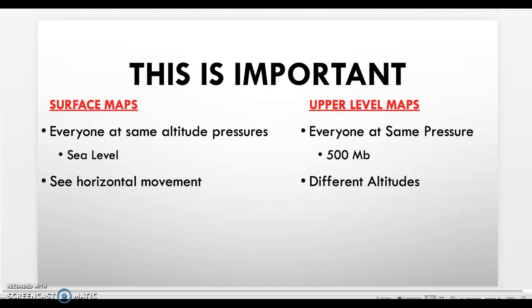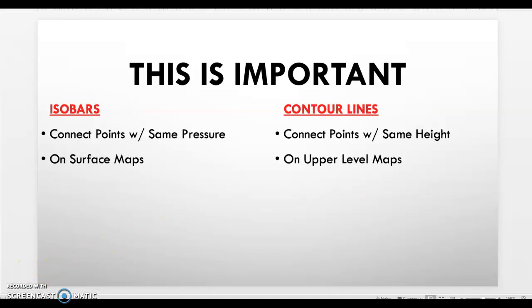Here's what's important in here. On surface maps, everyone's at sea level. You can see the horizontal movement of air by looking at the isobar differences. But on upper level maps, everyone is at one pressure. There is one plane for 500 millibars. But there are different altitudes for 500 millibars. Generally, in the south, the altitudes are higher, and in the north, the altitudes are lower. One other summary.